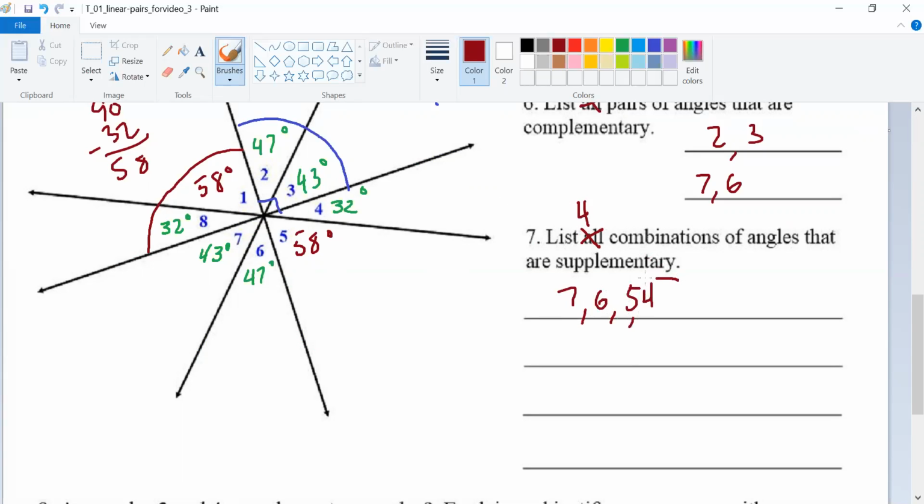Remember, supplementary means adds up to 180, and since these are all, well, not a linear pair, but it's 4 angles that make up 180, so they're linear. How about 2, 3, 4, and 5? Those all make up 180, and one more. Let's go 8, 1, 2, and 3.